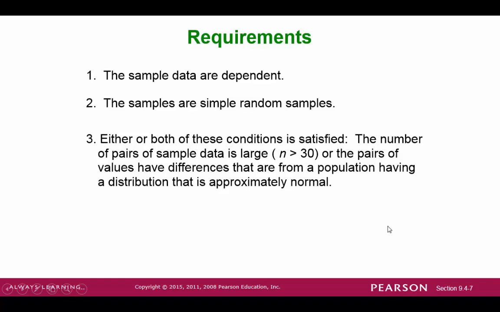The basic requirements: we want to assume that the sample data are dependent in the pairs that we're looking at. The samples are simple and random, and we want to either have a large enough sample, or we want to assume that it's coming from a normally distributed population.